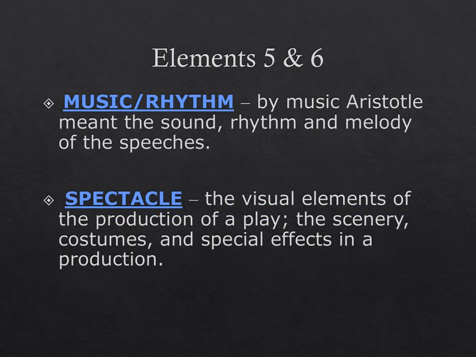While elements 5 and 6, which are music or rhythm and spectacle, have to do now with the presentation of the drama piece before an audience. So music or rhythm, by music Aristotle meant the sound, the rhythm, and the melody of the speeches. For spectacle, this is the visual elements of the production of a play, the scenery, the costumes, and special effects in a production.